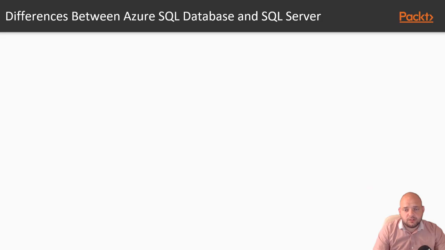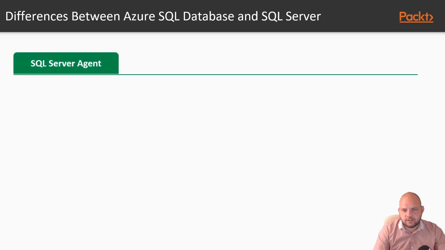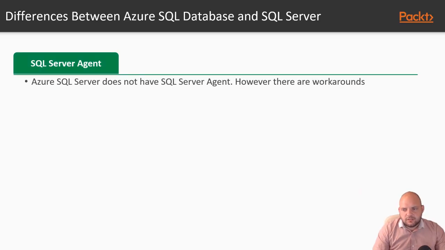Another difference between Azure SQL Database and the on-premises version of SQL Server is the SQL Server agent. Azure SQL Server doesn't have a SQL Server agent. Now, for those of you that have been working with SQL Server a long time, you're going to be well aware that the agent is used to schedule jobs, send notifications. It's got a lot of useful roles in the toolbox of a DBA, and it just doesn't exist in Azure.